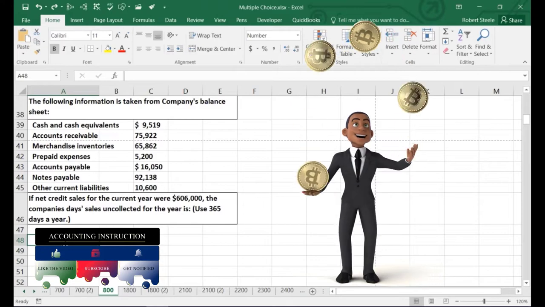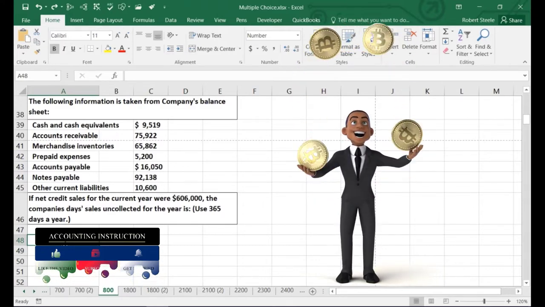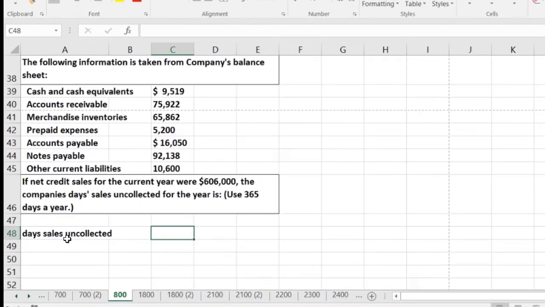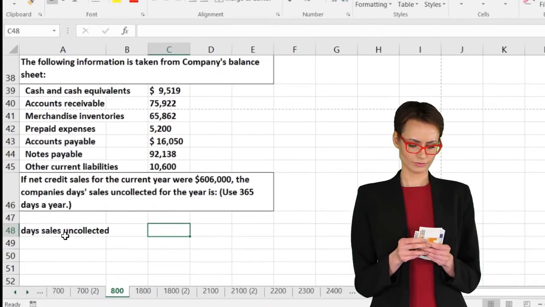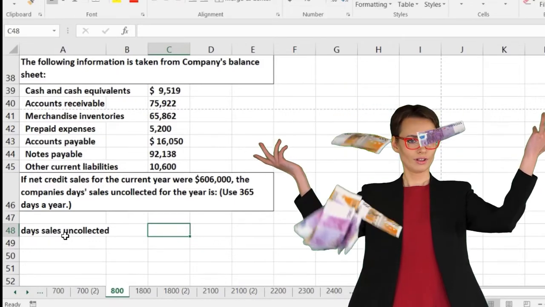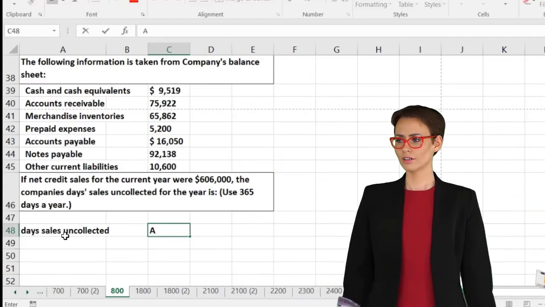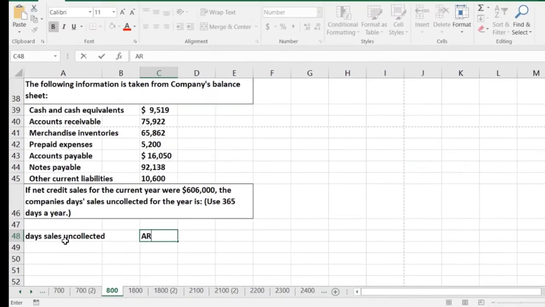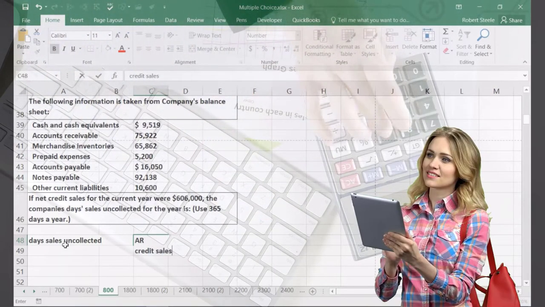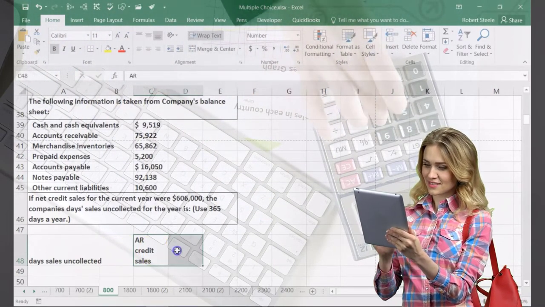So what we're going to need to do is calculate a ratio, and it's going to be the days' sales uncollected. What we're trying to do is figure out how long it takes between a sale on account and then to receive the money from the sale. The way we are going to calculate that is we're going to take the AR, accounts receivable. I'm going to select Alt Enter to go underneath, and AR divided by credit sales. So these are sales that we made just on account that went into accounts receivable.